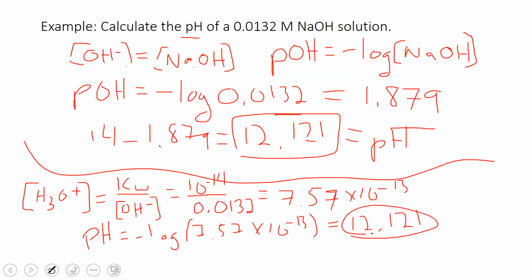Okay? And so you can calculate the pH after you get the pOH.